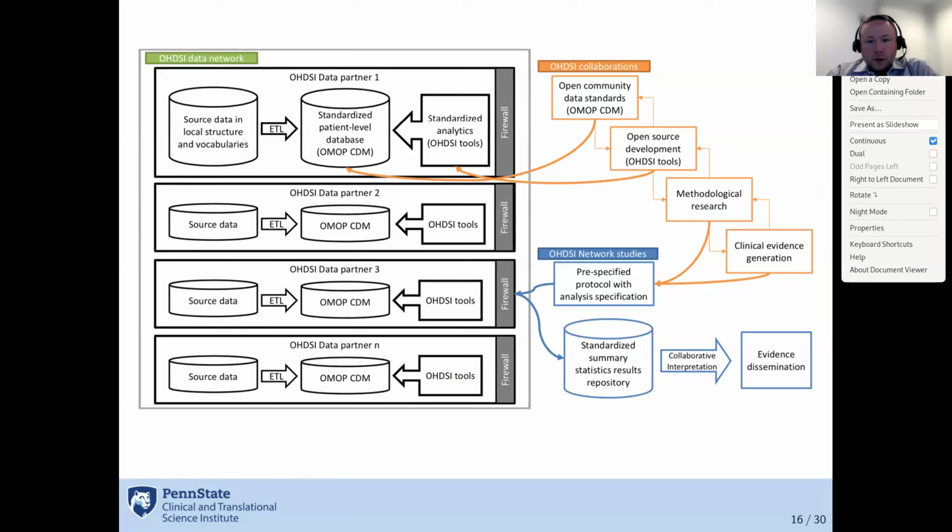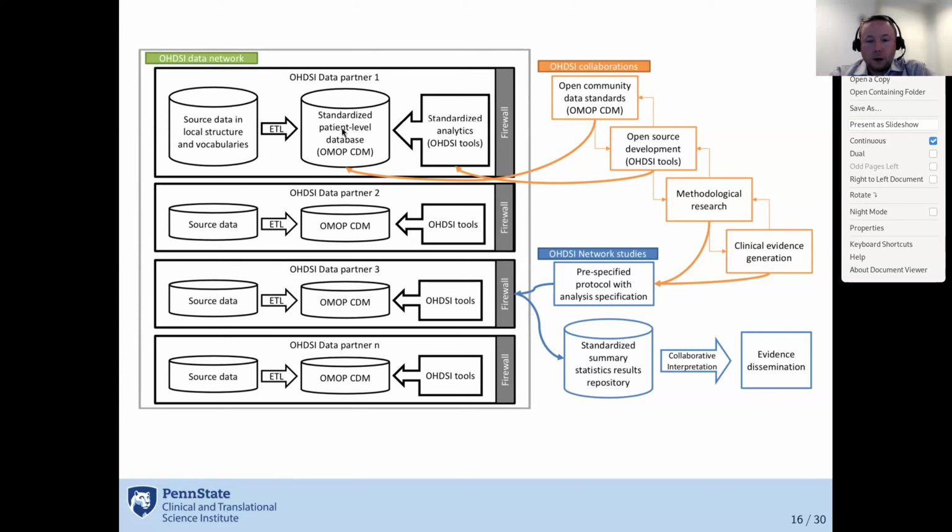So if we look at this slide, the first row on the left here, we're focused in on data partner one. We saw that map of the OHDSI network, and each dot on that map was a data network partner. So someone, a healthcare organization or private entity, has their healthcare data formatted according to the OMOP Common Data Model standard. They took their source data, which has whatever coding system or structure it has, and there was some ETL process that converted it to the OMOP Common Data Model.